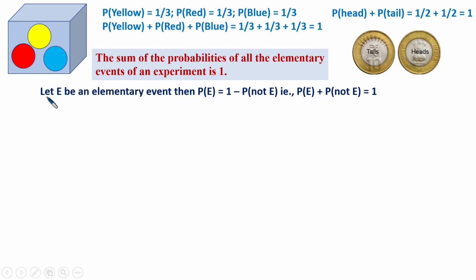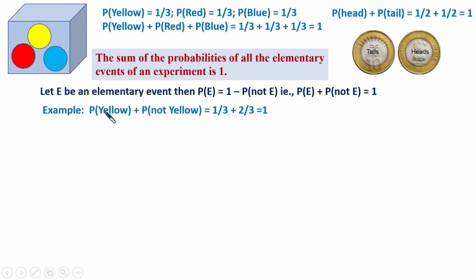So in other words, we can say that let E be an elementary event, then P of E, probability of E, is nothing but 1 minus probability of not getting E. Like probability of head is 1 minus probability of tail, because this is probability of not getting head. So here one can say that probability of E plus probability of not E equals 1. Similarly, for this example, probability of getting yellow plus probability of not getting yellow, and probability of not getting yellow is probability of red plus probability of blue, which you have to add.